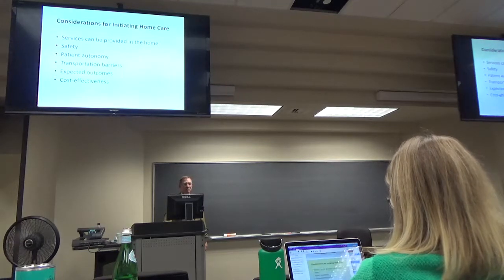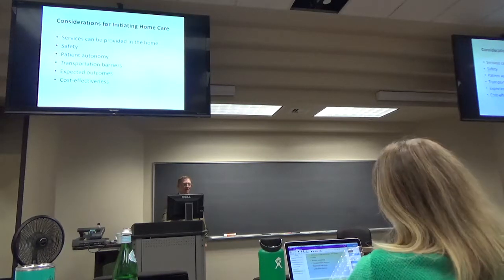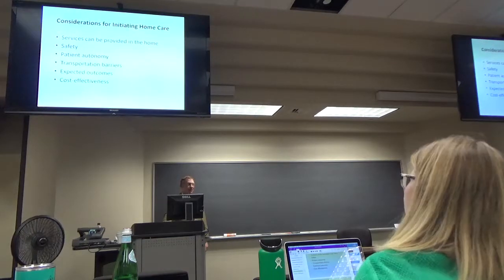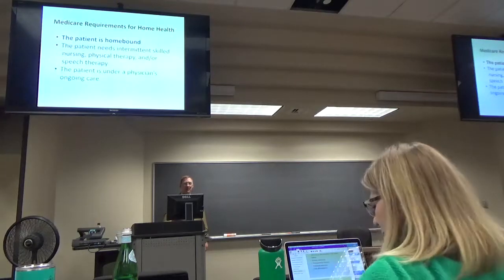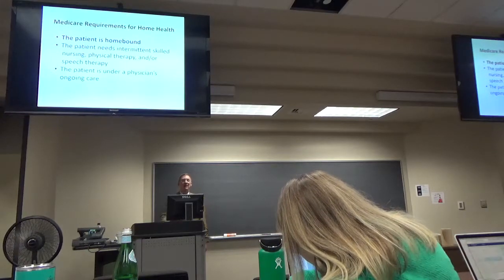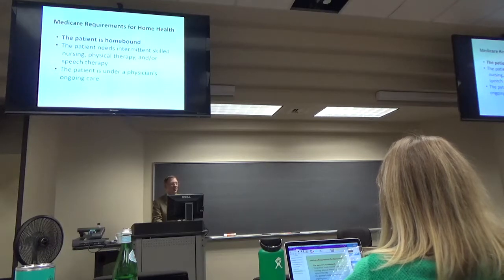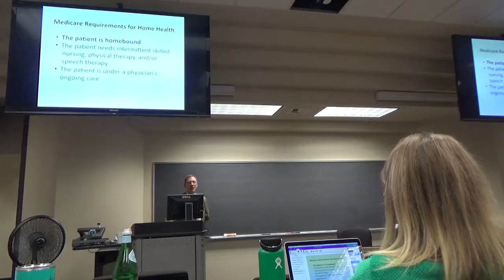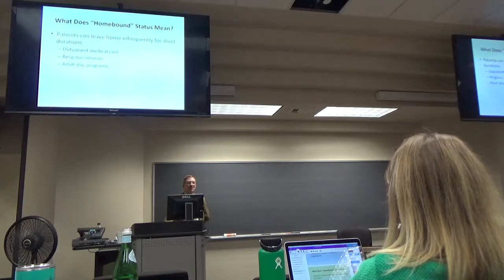Patient autonomy. Transportation barriers might be an issue, so that the back and forth to facilities is harder. The expected outcomes have to fit a home care situation, and it has to be something that can be cost effective for them. The Medicare requirements for home health are that the patient is homebound, and I'll give you a definition for homebound in a minute. The patient needs intermittent skilled nursing, physical therapy, and/or speech therapy. The patient is under a physician's ongoing care. That's the Medicare requirement.